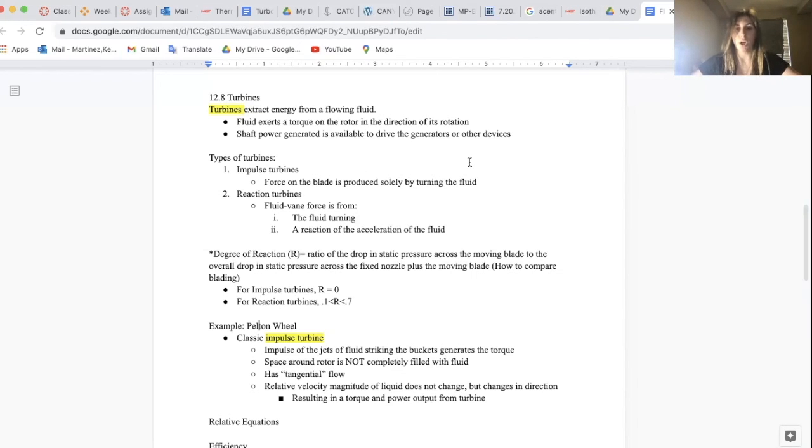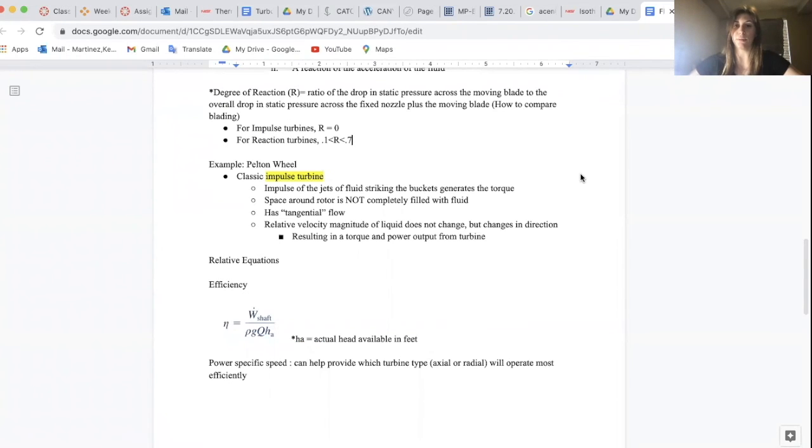To compare turbine blades, we calculate the degree of reaction, which is the ratio of the drop in static pressure across the moving blade to the overall drop in static pressure across the fixed nozzle plus the moving blade. For example, impulse turbines have an R, our degree of reaction, equal to 0, and for reaction turbines, it ranges from 0.1 to 0.7.